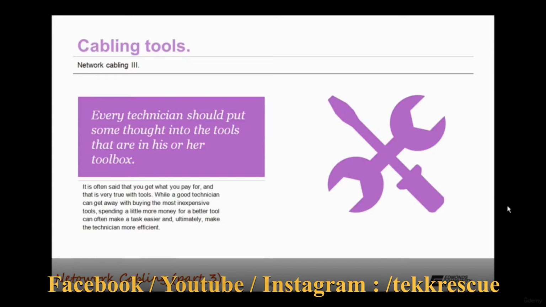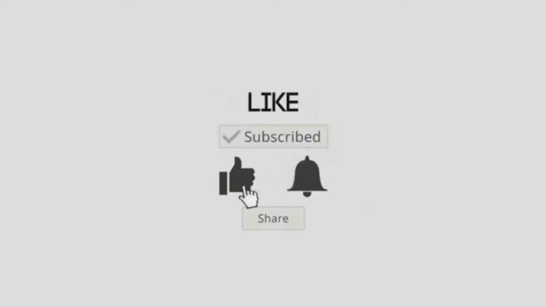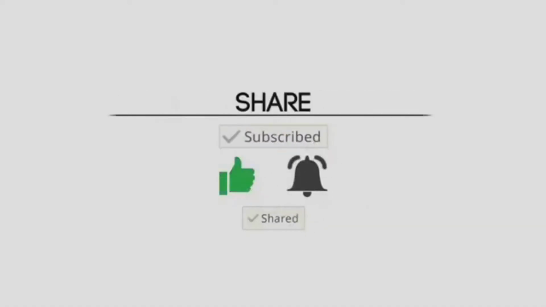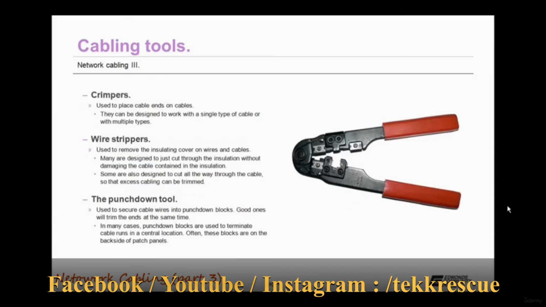But you also need to be aware that you can spend more money than is necessary and not utilize all of the features in a given tool. So you need to find that balance point between spending too much money and not spending enough money to become a really efficient technician. Now let's move on to the tools themselves, and we'll begin with crimpers.